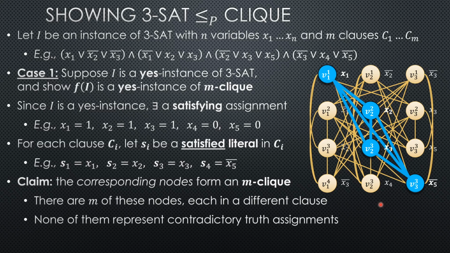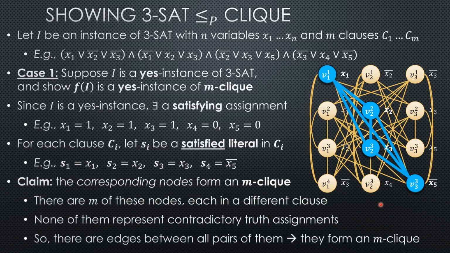So this is a real satisfying assignment that actually satisfied all these literals. So it can't contradict itself. It's a non-contradictory, correct, satisfying assignment. So what that means is none of these literals contradict each other, so there must be edges between all pairs of them, which means they form an m-clique. Okay, so we showed if I is a yes instance of 3SAT, if it is satisfiable, there is a satisfying assignment, then our transformed input contains an m-clique.